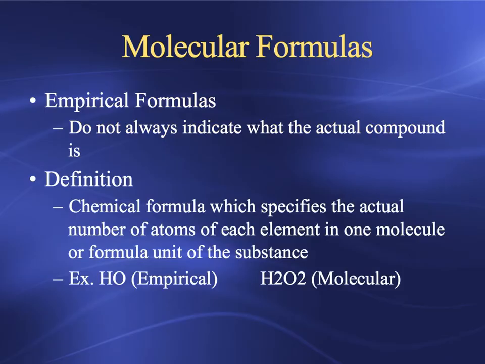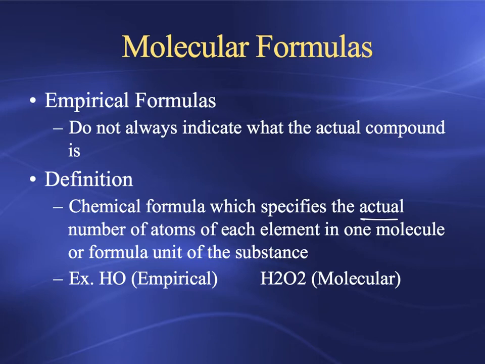Empirical formulas, just a reminder, do not always indicate what the actual compound is. They might give you the simplest whole number ratio, but it may not be what the actual compound is. A molecular formula is a chemical formula which specifies the actual number of atoms of each element in one molecule or formula unit of the substance.